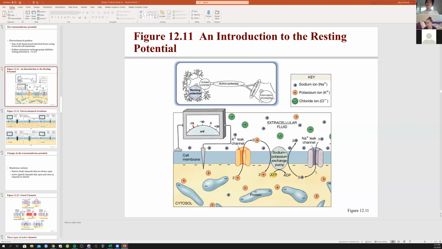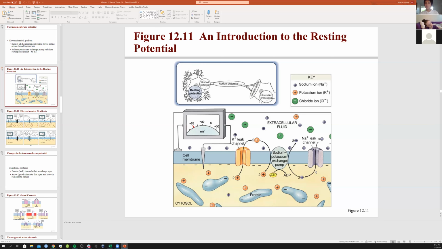I want to make a distinction between leak channels and voltage gated channels. So what is a channel? I think that's something we intuitively know. It's something that allows the passage of, in this case, ions. A leak channel is constantly open, so ions are constantly moving.